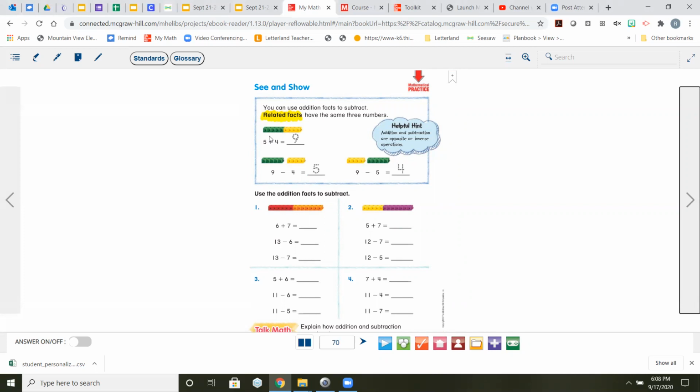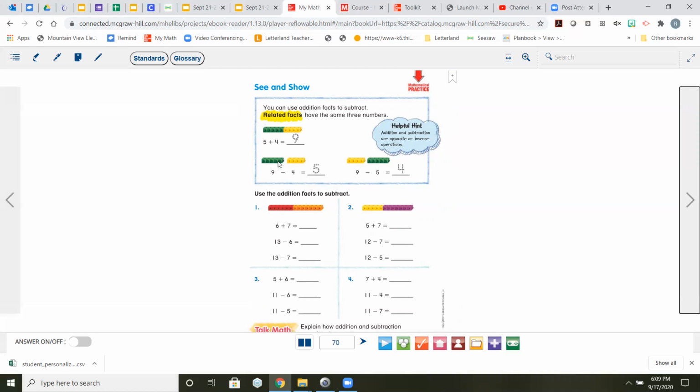So let's take a look here. They're showing you one way here using the connecting cubes. You have 5, 4, and 9. So this 5 represents the green. This 4 represents the yellow. And then when you put them all together and you were to count them, you would come up to 9.